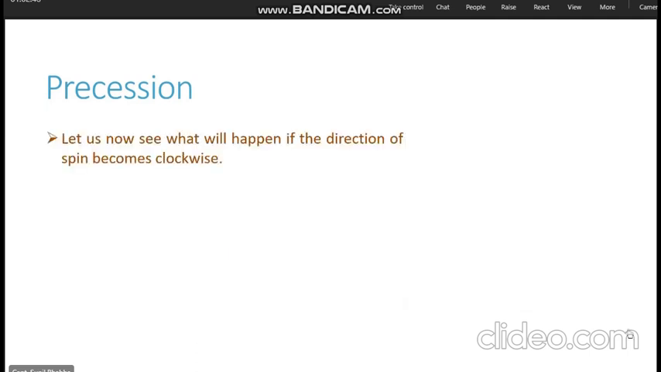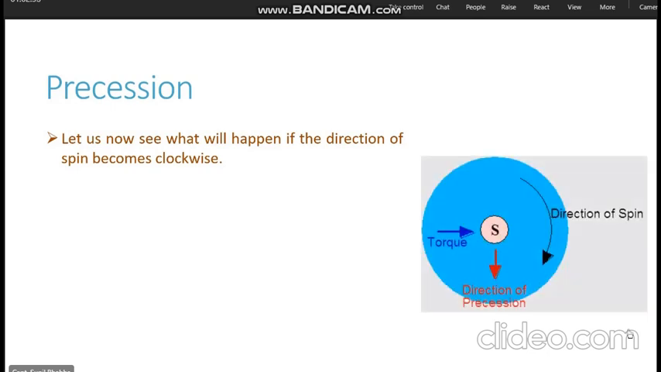See what will happen if the direction of spin in this case was clockwise. So rest everything we will keep the same. The only thing we are going to do is change the direction of spin to clockwise. You see the blue color disc, it represents the rotor of the free gyroscope. The pink color circle in the center represents the spin axis.